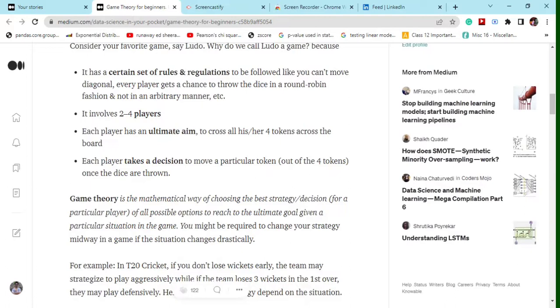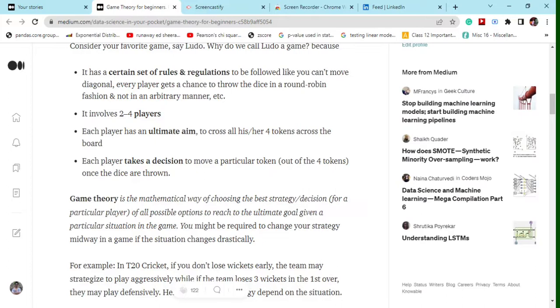Second being, it involves multiple players. Each player has an ultimate aim, that is to deposit his or her tokens, all the four tokens, in the center. And the last one being, each player has to take some decision once the dice is thrown. So he needs to decide whether he should move his first token or second token or third token. So there is some decision that the player is making.